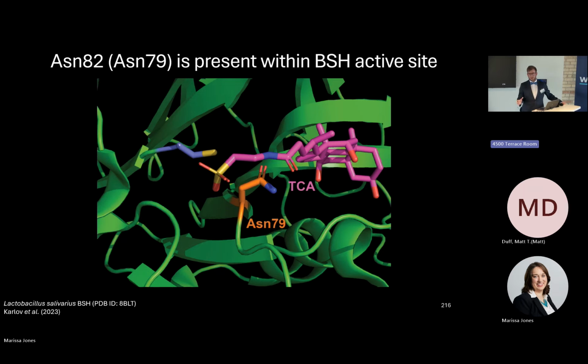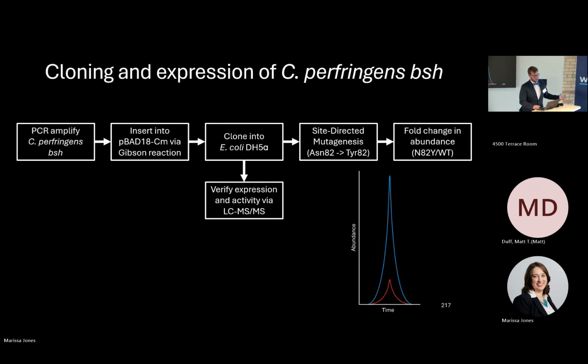So looking at the actual crystal structure of bile salt hydrolase, we can see that indeed this asparagine residue interacts with taurocholic acid, in this case, within that active site. And so in order to fully tease apart some of the nuances of this, I did end up cloning a bile salt hydrolase gene from Clostridium perfringens into E. coli, followed by performing site-directed mutagenesis to see if I could impact the overall MCBA production in vivo.